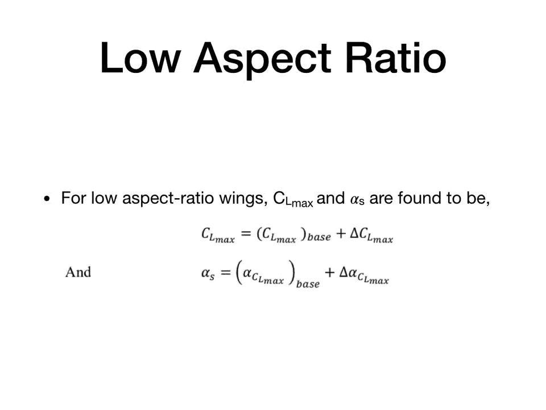Next is low aspect ratio. For low aspect ratio wings, CLmax and alpha S are found to be CLmax equal to the maximum lift coefficient of the base plus the change in the maximum lift coefficient, and stall angle is given by alpha CLmax of the base plus the change in alpha CLmax, where CLmax is a function of sweep angle, aspect ratio, Mach number, and coefficient C2.